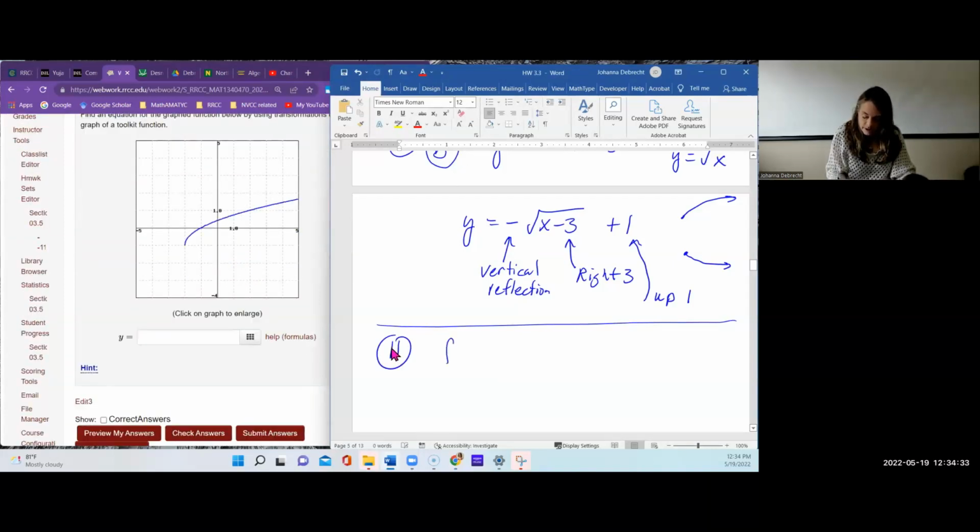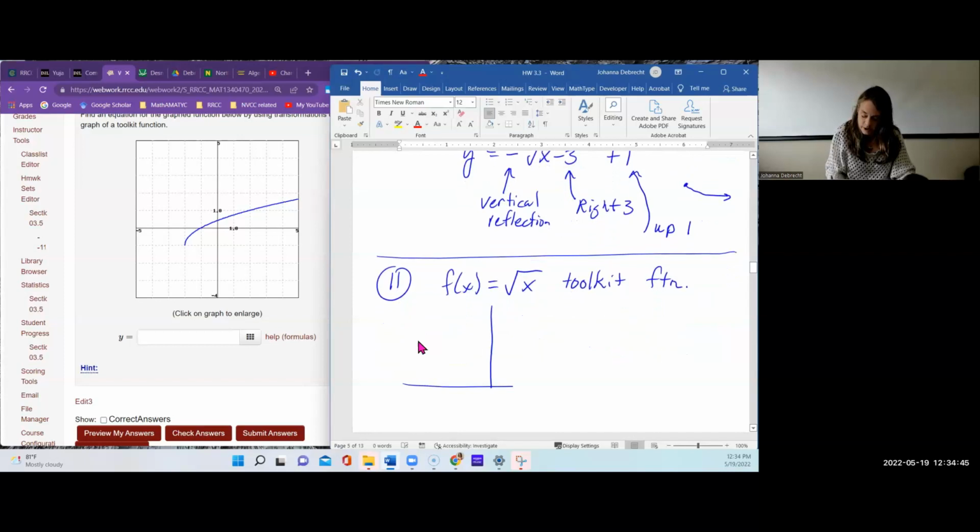This is problem 11, and my toolkit function is the square root of x. This is the common function that I've memorized. What does it look like when I graph it? It starts with the sideways vertex of 0, 0. Then it moves right 1, up 1 to give me the point 1, 1. Then it moves to the right 4 and up 2 to give me the point 4, 2. I could go further and I could have the next point be 9, 3. But that's probably enough to have those 3 points.